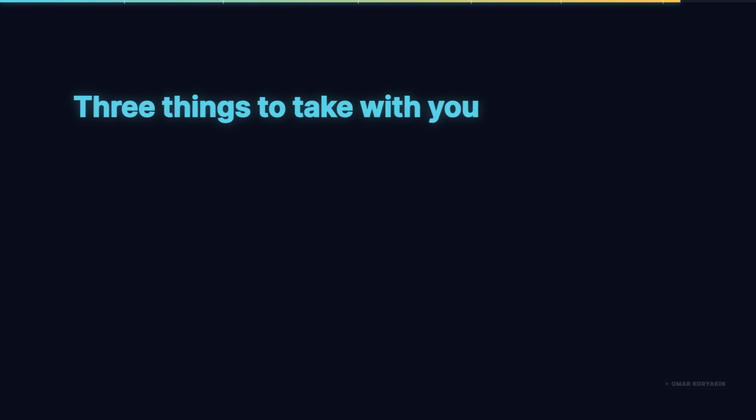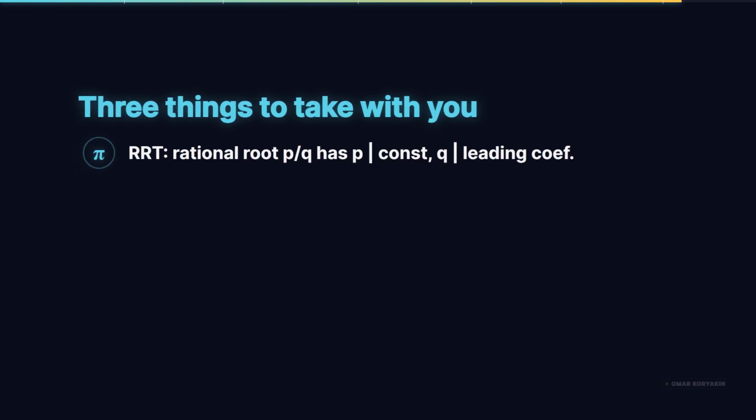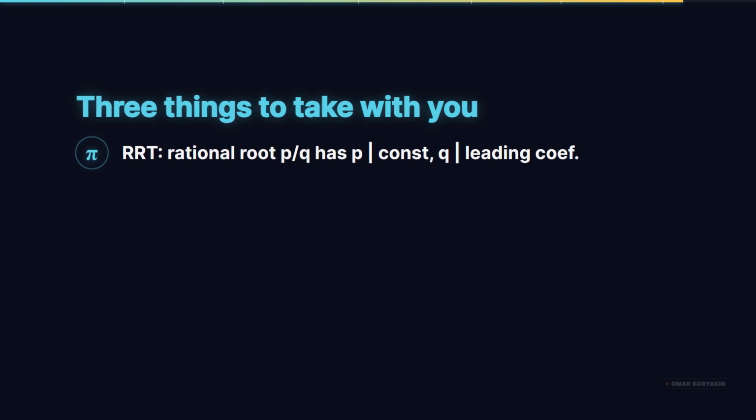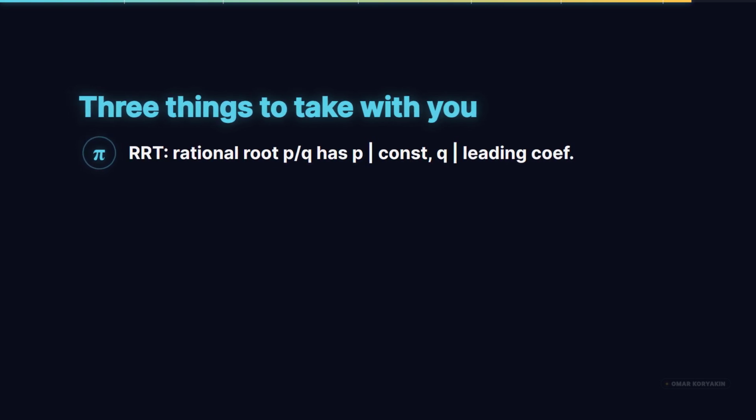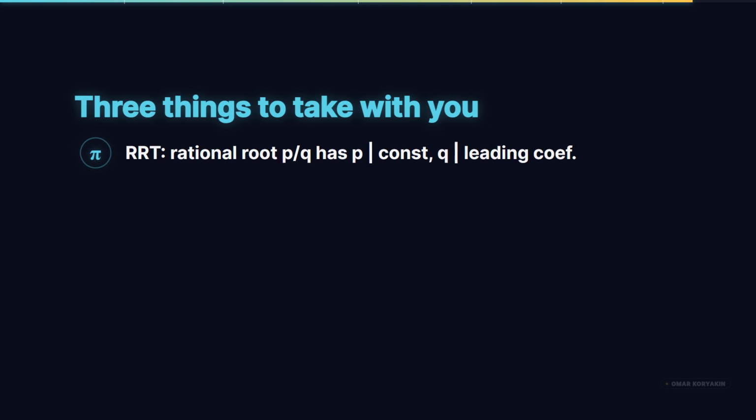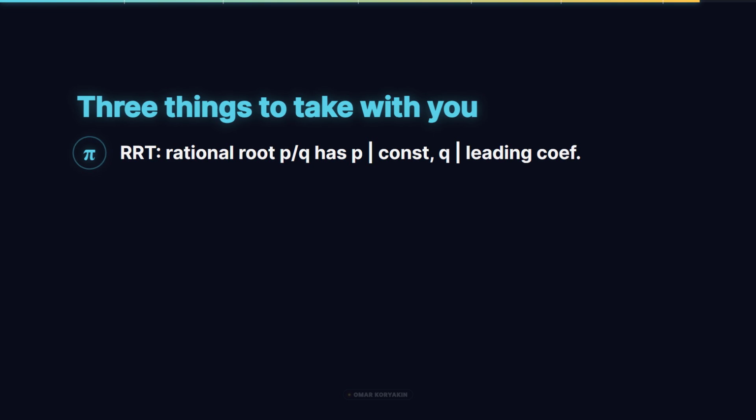First, the rational root theorem says that every rational root p/q of an integer coefficient polynomial in lowest terms has p dividing the constant term and q dividing the leading coefficient. The theorem narrows the candidate set from all rational numbers to a finite set determined by the divisor structure of 2 specific coefficients. Memorize the statement and apply it on every integer coefficient polynomial root finding problem.